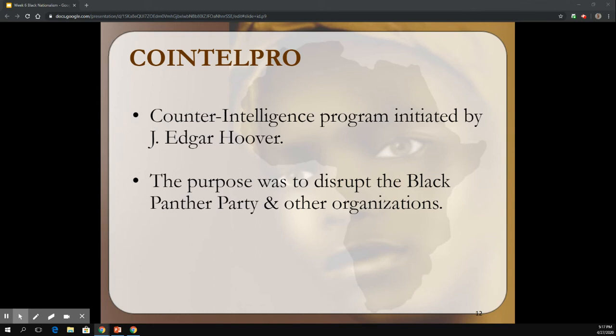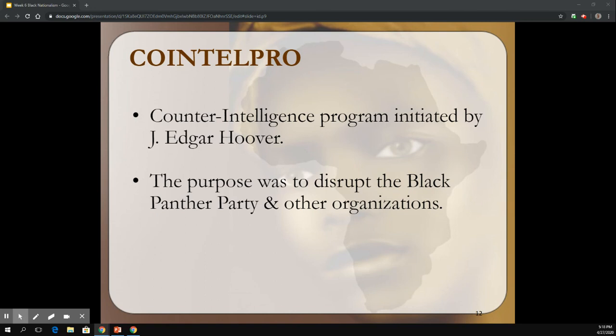COINTELPRO was a counterintelligence program initiated by J. Edgar Hoover. The purpose of the program was to disrupt the Black Panther Party as well as other organizations. J. Edgar Hoover also practiced similar tactics on Dr. Martin Luther King Jr.